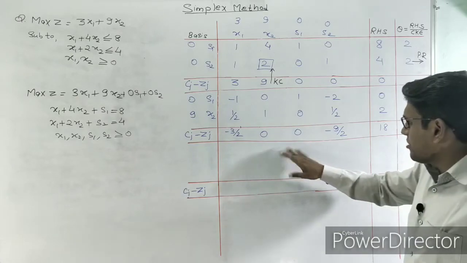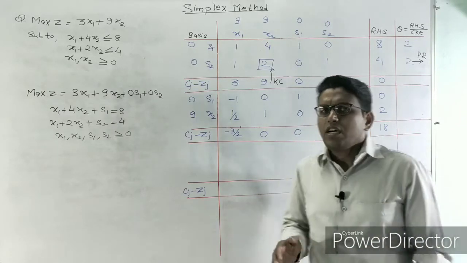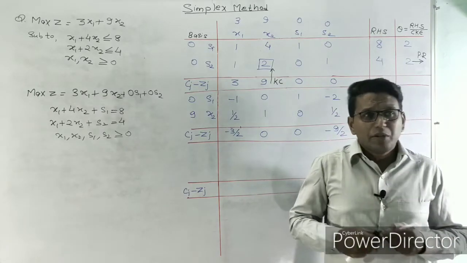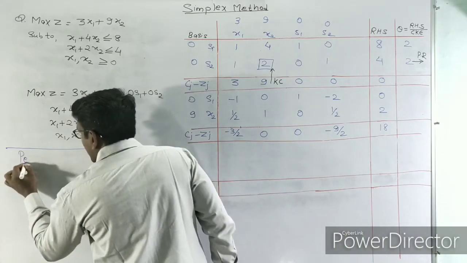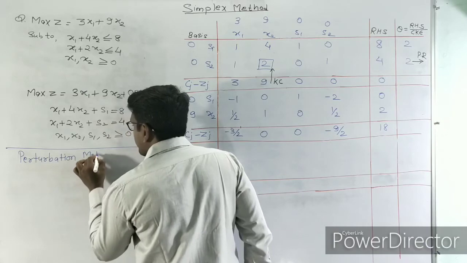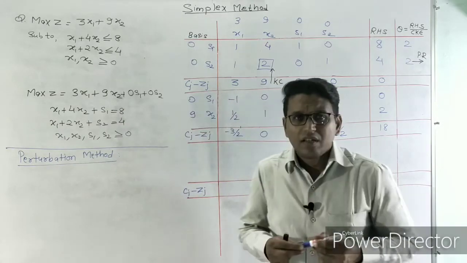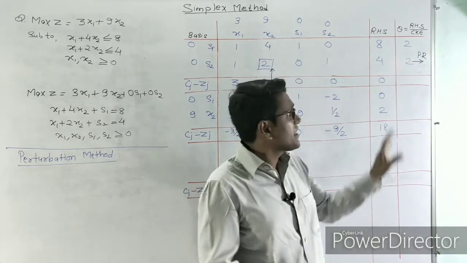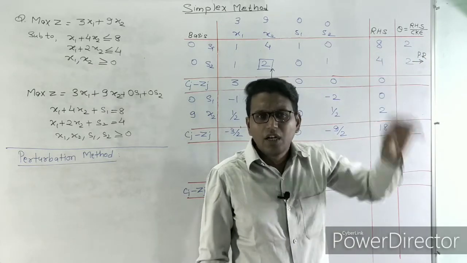In the general method it has been said that you can arbitrarily select any of the tied variables, but there is one method known as the perturbation method, which gives us a procedure to select the variable whenever there is a tie on the minimum non-negative ratio. So what are the steps?